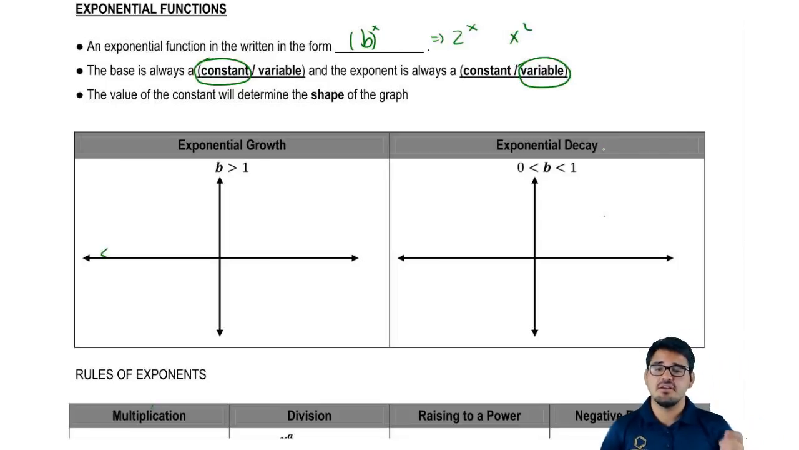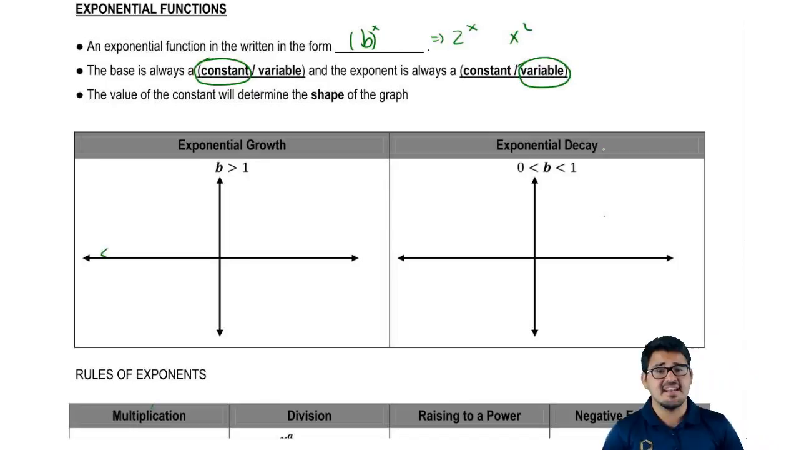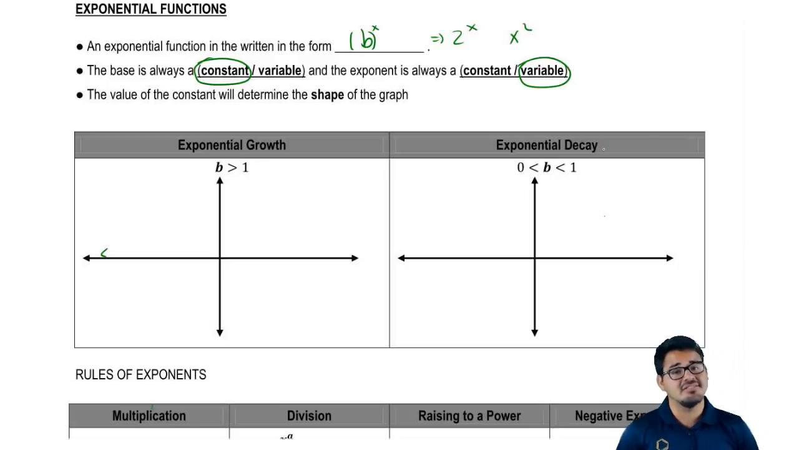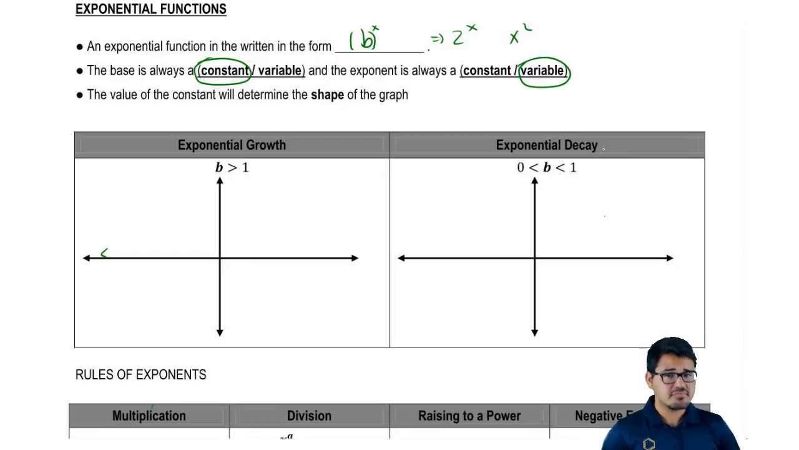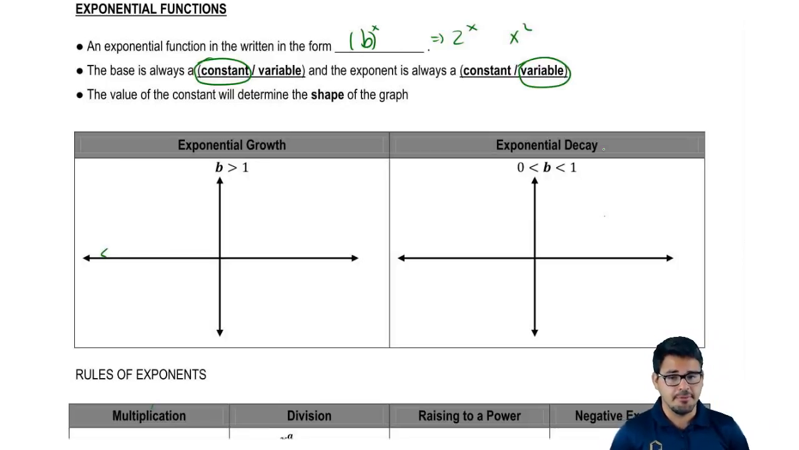So let's discuss 2 to the x and x squared. In 2 to the x, 2 is the base and it is a constant, and the exponent is x and it is a variable. Now when we talk about x squared, the base is a variable x and the exponent is a constant 2. So it's exactly the opposite, right? So let's make sure that when we think about an exponential function, the base is always a constant and the exponent is always a variable.